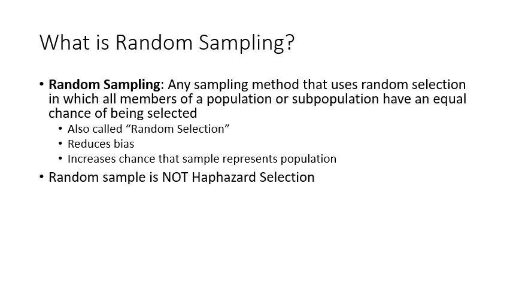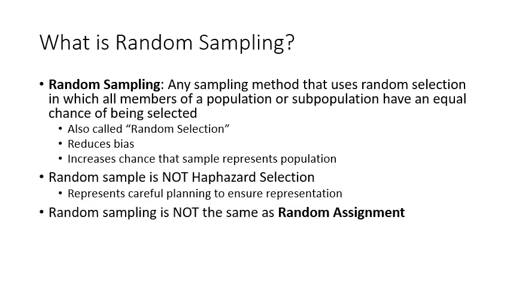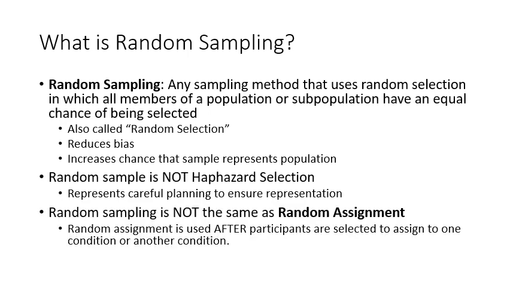Random sampling is not haphazard selection, and we'll look more at these other kinds of selection methods in a moment. Instead, you have to have careful planning in order to ensure representation, and it is not the same as random assignment. Random assignment is used after participants are selected to assign them to one or another condition.